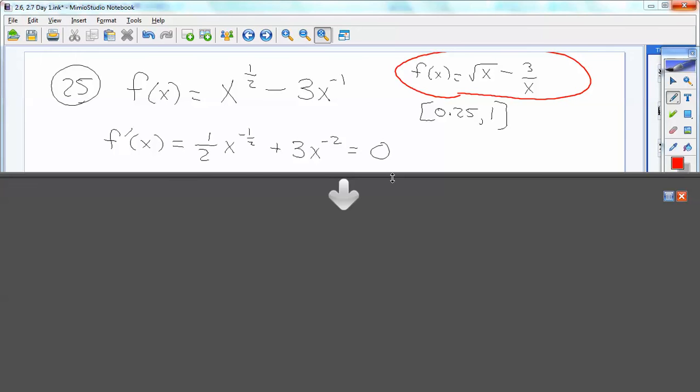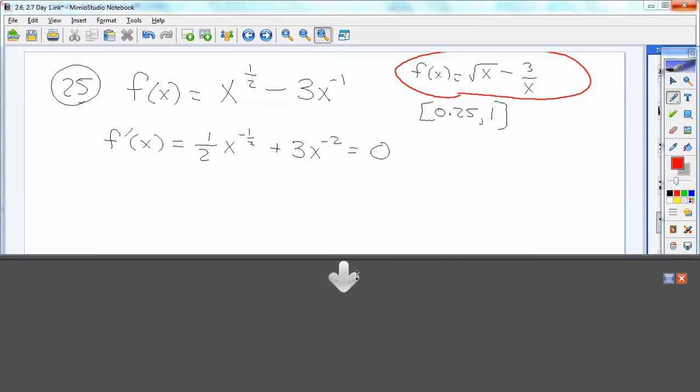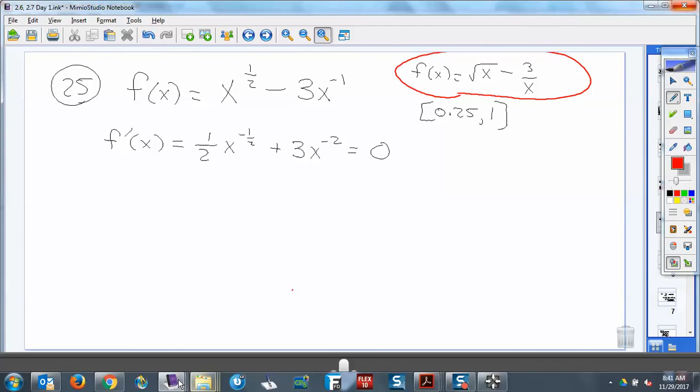So the question would be, is this a calculator problem or a no calculator problem? If it was a calculator problem, we would just go ahead and solve this right now. So let's go ahead and do it like it was a calculator problem. So go ahead and get your calculators out.